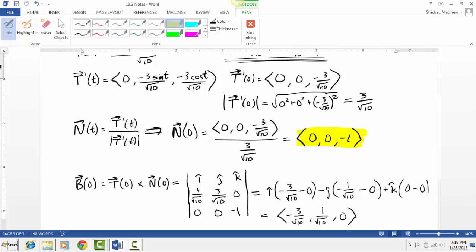And that would be the binormal vector at t equals 0. So there you go. This is how you find the unit normal vector and the binormal vector given a vector.